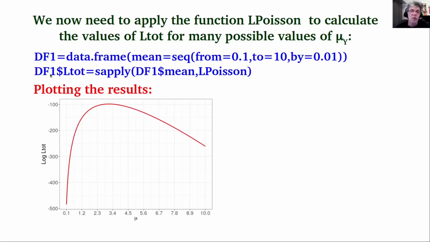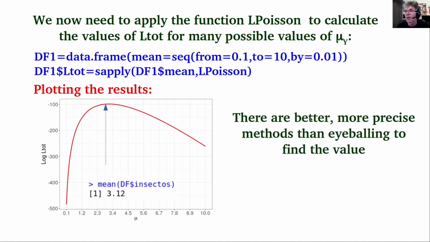Once we do that and we plot the results, we find that for different values of the Poisson parameter, going from 0.1 to 10, there is a certain value, around here, that maximizes the log of the total likelihood, assuming the Poisson distribution to be the correct model for the response variable. That value turned out to be 13.12, which is the mean of these counts.